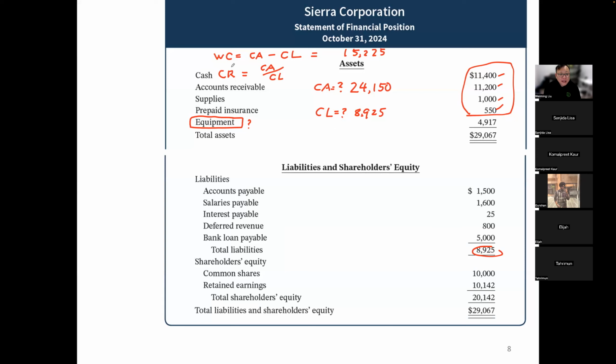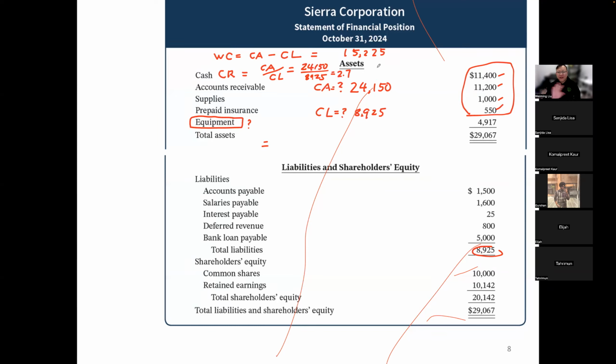So am I correct? The working capital should be 15,225. Am I correct? Okay, and now what's my current ratio? My current ratio is a division. So maybe someone can use a calculator, help me out. 24,150 divided by 8,925. So it's something between 2 and 3, probably. It's a number between 2 and 3, 2.7. Thank you.